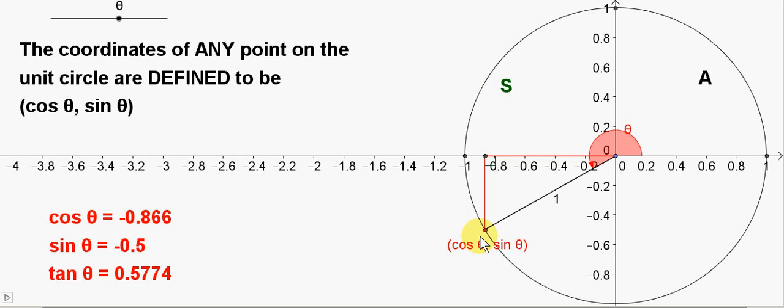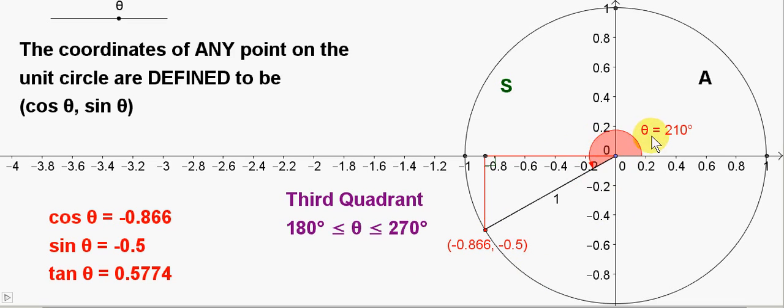As we saw in the last video, the coordinates of any point on the unit circle are defined to be cos theta, sine theta, where theta is measured anti-clockwise from the positive x-axis. So, for a point in this quadrant, we are dealing with a reflex angle. That is an angle between 180 degrees and 270 degrees. Let's take an example. Suppose theta is 210 degrees.